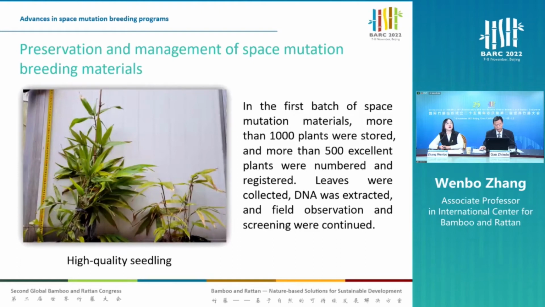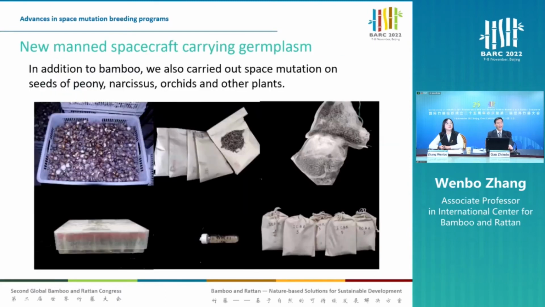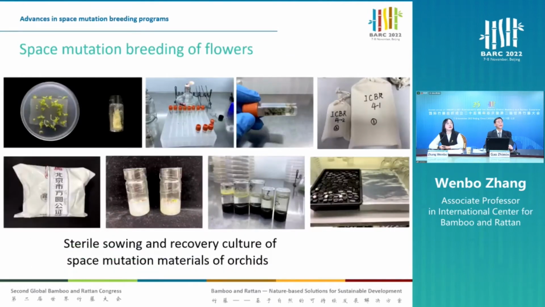In the first batch of space mutation materials, more than 1,000 plants were stored and more than 500 excellent plants were numbered and registered. Leaves were collected, DNA was extracted, and field observation and screening were continued. We obtained high-quality seedlings. This is the space mutation on seeds of peony, narcissus, orchids, and other plants. Sterile sowing and recovery culture of space mutation material of orchids.